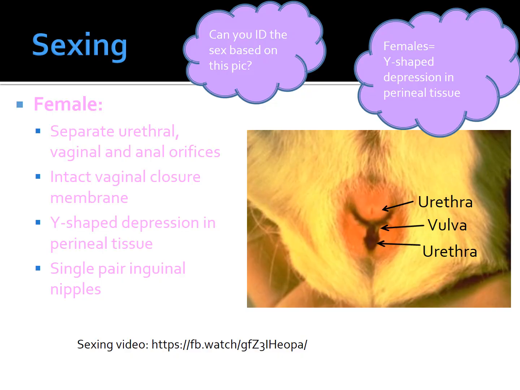Your female has separate urethral, vaginal, and anal orifices. They have an intact vaginal closure membrane, that perforate membrane. They have a Y-shaped depression in the perineal region and a single pair of inguinal nipples.